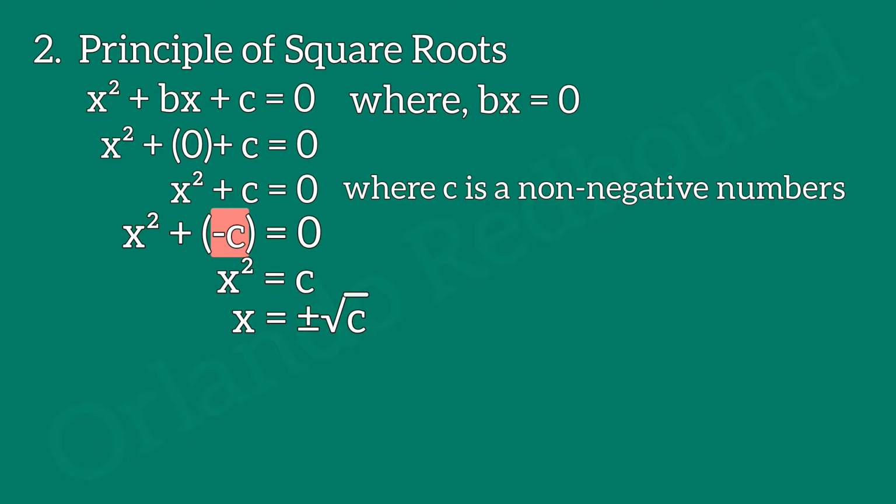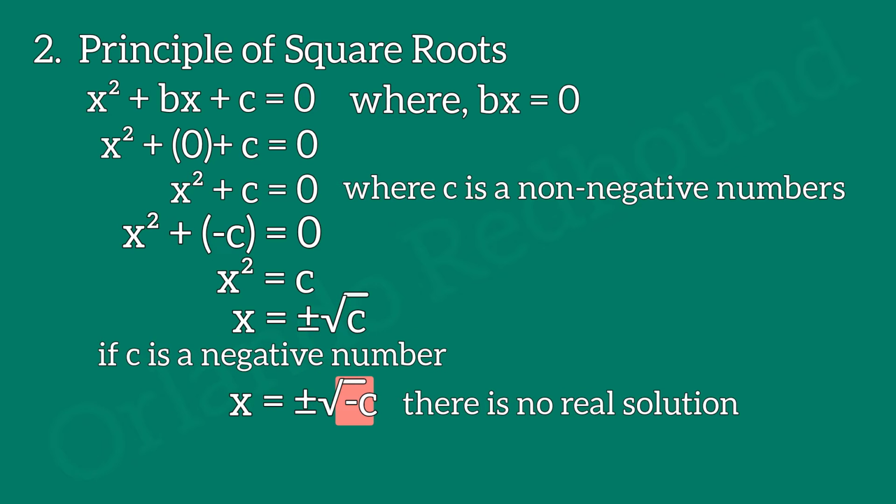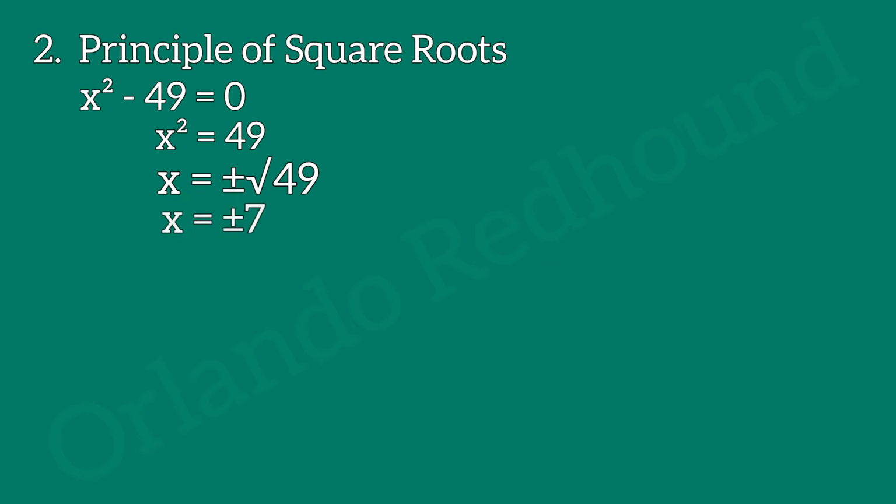Here we see that c must be negative on the left side of the equation, so that when we transpose it to the right side it will become a positive number, since a negative number has no real root. If we have x squared minus 49, we transpose 49 to the right side of the equation. Simplifying, we have x equals plus or minus 7.